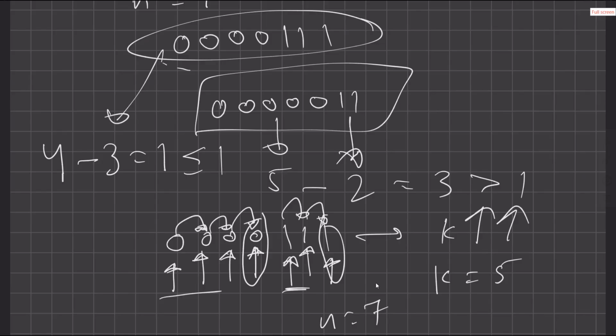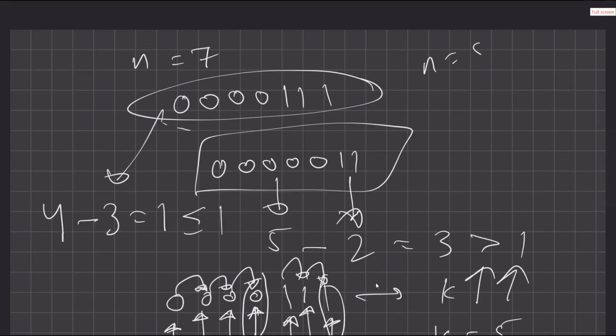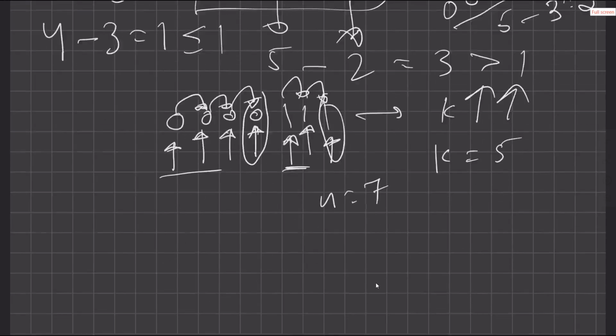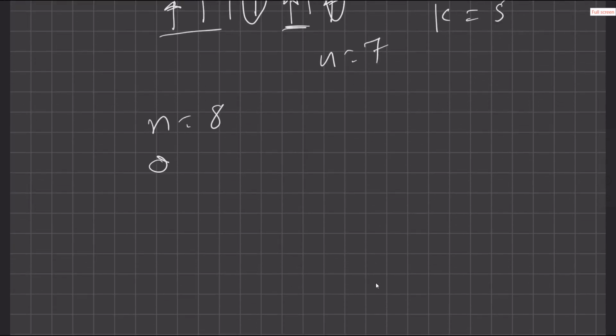Similarly, if you try n equal to 8, what is the max k? This is a valid string, and you can't have it the other way, because the other will have something like, let's say, here zeros are 5 and ones are 3, so the difference is 2, so definitely not. But here, 4 minus 4 is 0, which is less than 1. This is a valid one. So when n is equal to 8, how many pairs can you have? The max value of k.